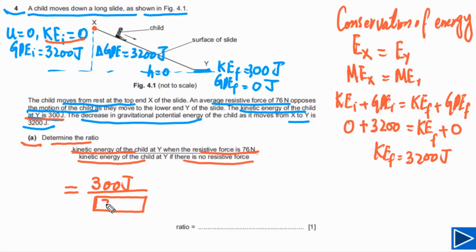So simply we can write down this is 3200. We need to find the ratio between them. Simply we need to divide. If we divide this one, our final answer is going to be 0.094, and this is our final answer. And this question has only 1 mark. If you have got the right answer, you will get this mark.